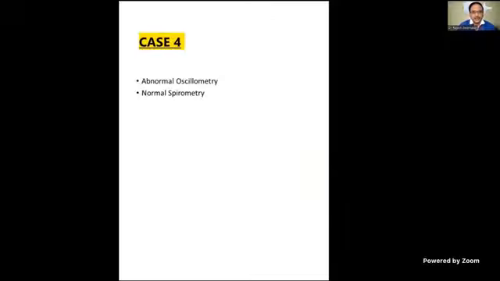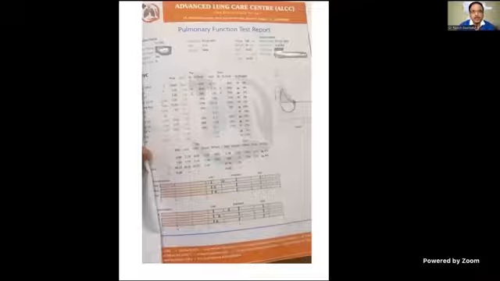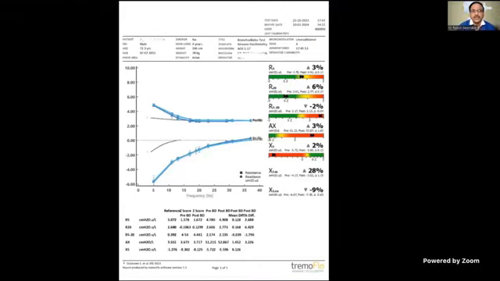Another case which illustrates the same finding, abnormal oscillometry but normal spirometry. This is another case. You see a very mild obstruction, but see that in this case the reactance has really gone down, and this is maybe a case of obstructive disease. I think probably COPD or something, because reactance is affected much more, and you can see the values which are in red.